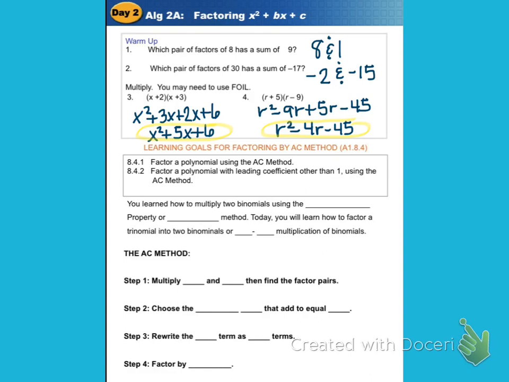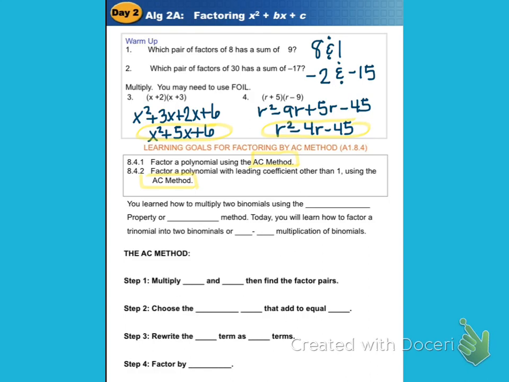Now, it turns out today that we're going to be using the FOIL property, or distributive property, in reverse as a way of factoring. So our learning goals today are to factor a polynomial using what's called the AC method. So we're going to be using this AC method. And factoring a polynomial with leading coefficient other than 1 using the AC method. Okay, so really it's all about this thing called the AC method. So what exactly is the AC method? We'll talk about that and how we actually can use it to factor polynomials.